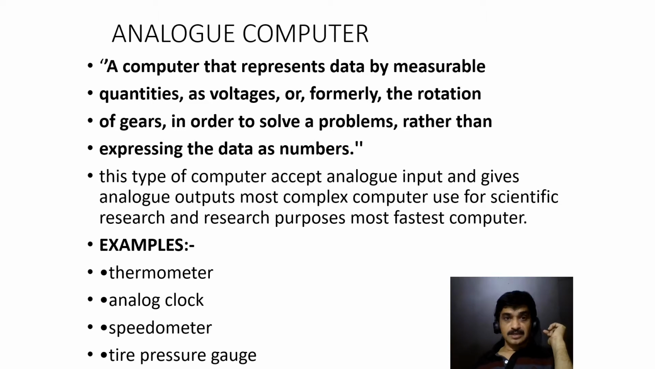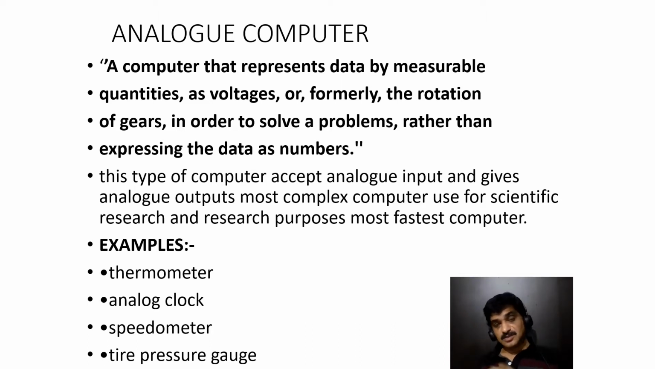Analog computer: a computer that represents data by measurable quantities such as voltages or, formerly, the rotation of gears in order to solve a problem, rather than expressing the data as numbers. This type of computer accepts analog input and gives out analog output only. It is a complex computer used for scientific research and research processes, the fastest computer. Examples are thermometers, analog clock, speedometer, and tire pressure gauge.